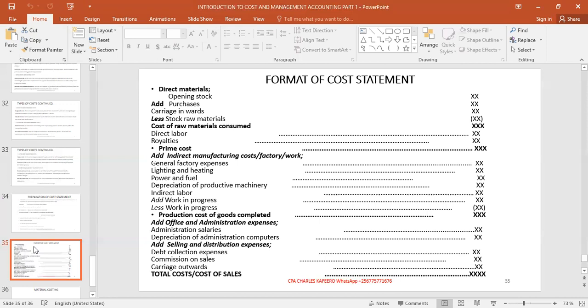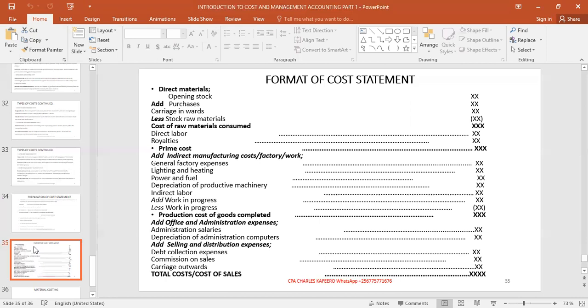You may be having some returns. Let's say you've bought some raw materials, and you find that they have supplied more than you had ordered, or some of the goods are damaged depending on the quality someone wanted. You can be having some returns of raw materials, then you less it off from there, and you also less the closing stock of raw materials to get the cost of raw materials consumed.